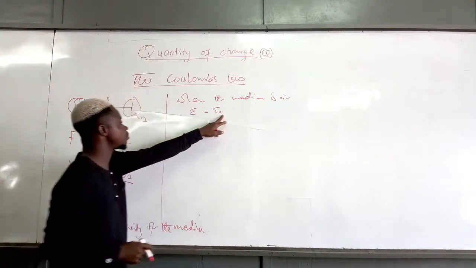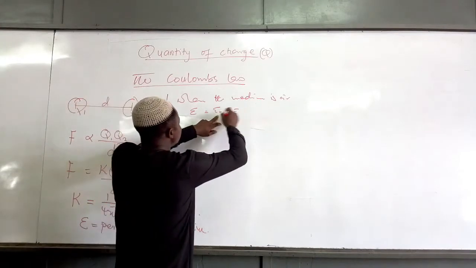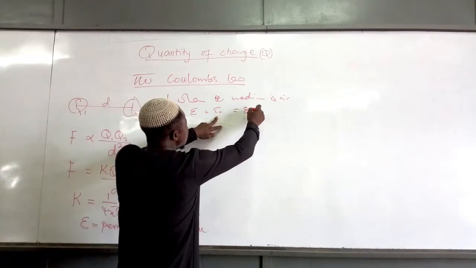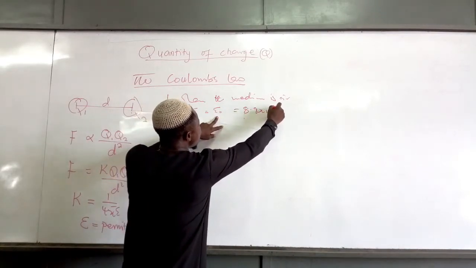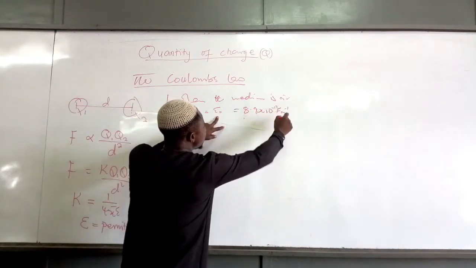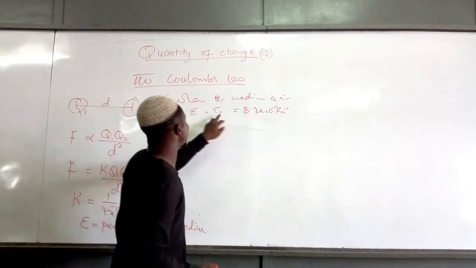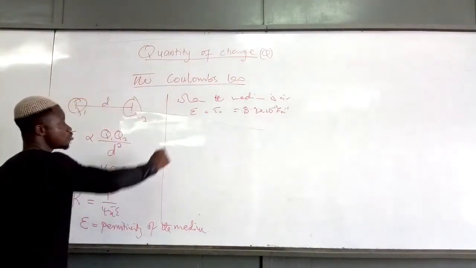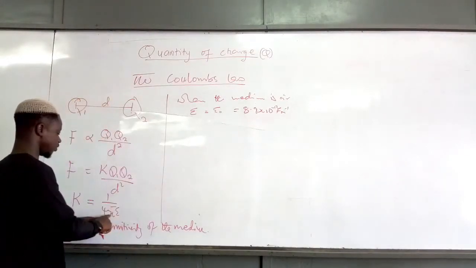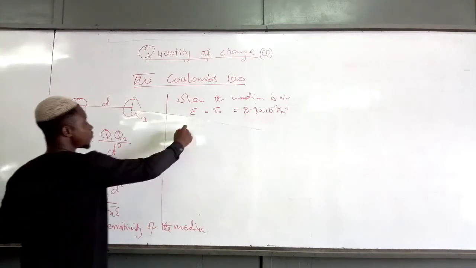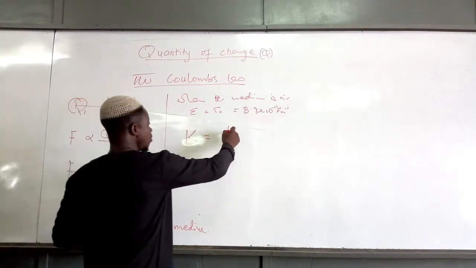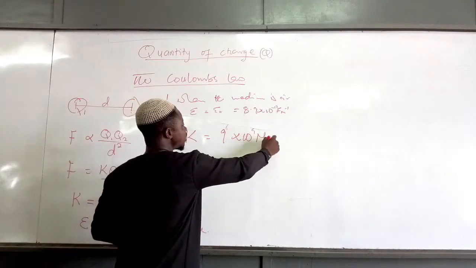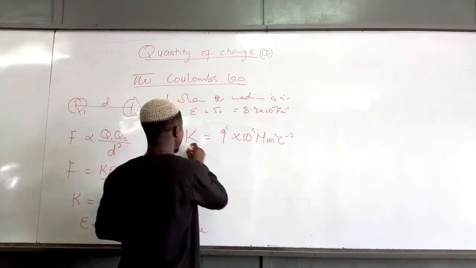We call it the permittivity of free space, whose value is 8.9 times 10 raised to the power minus 12 farad per meter. That is the approximate value, since there are so many decimal places. So when we put this value here, 4 is a constant, pi is a constant, and we calculate for K. We get K to be equal to 9 times 10 raised to the power 9 newton meter squared per coulomb squared.